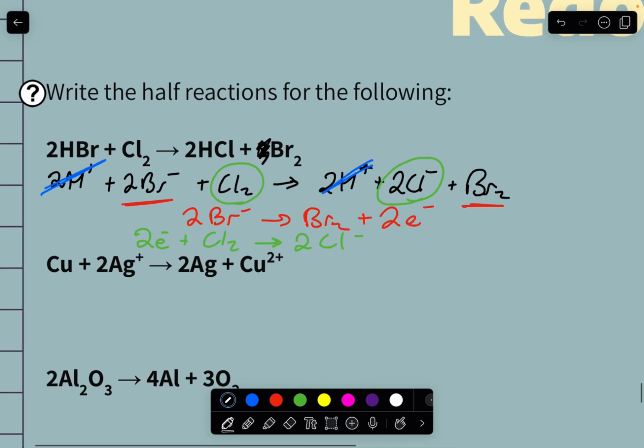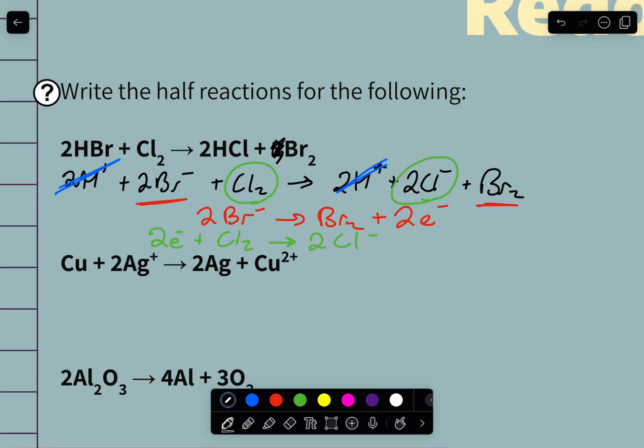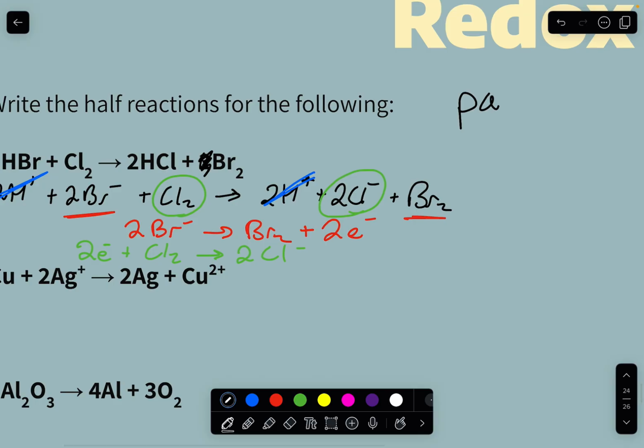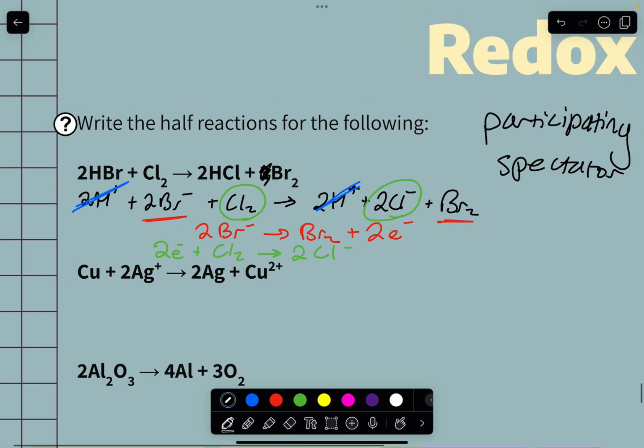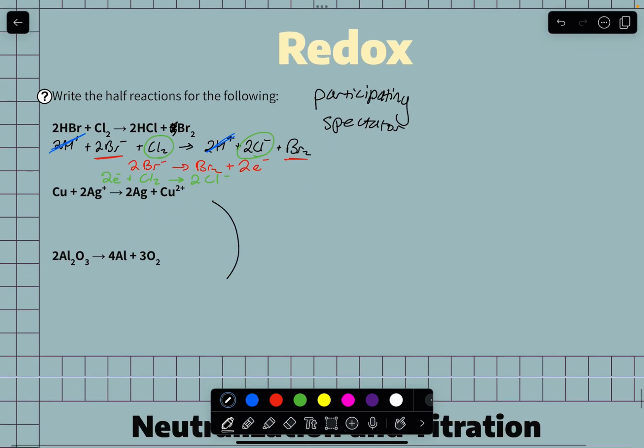So some vocabulary words, the parts that don't cancel out, the Cl and the Br, those are participating ions because they're participating in the reaction, they're actually doing things. The H plus is getting canceled out, that's our spectator. Because the spectator is just watching, it's not actually actively participating in the reaction. I want you all to try to do the half reactions for those 2.